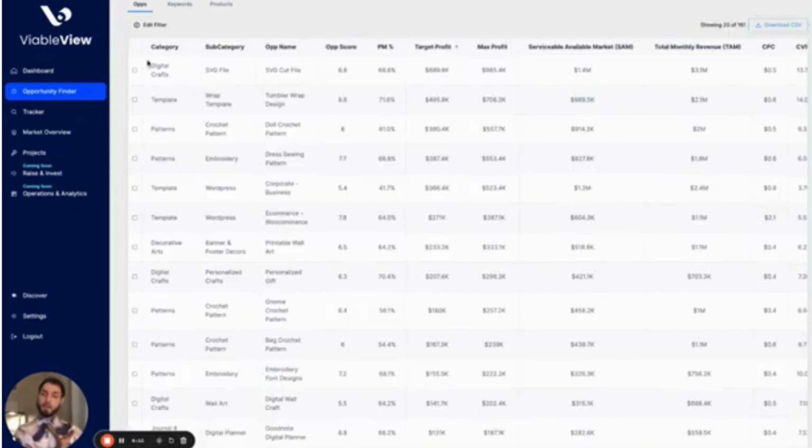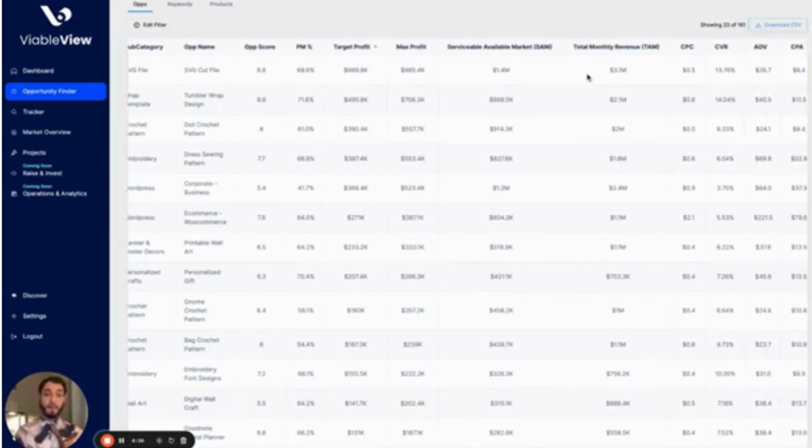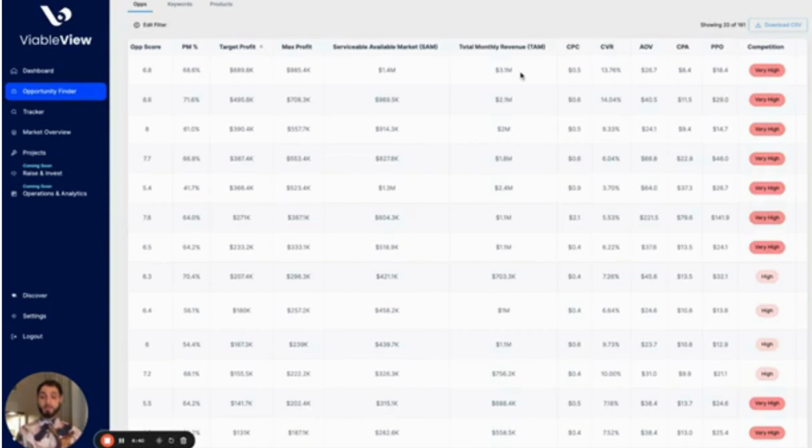Okay, here we go. So we have the top opportunity here, which is SVG cut files. That's the op name. It's in the subcategory of SVG files and the overall category of digital crafts. It's got an op score of 6.8, a profit margin of almost 70%, a target profit of almost $700,000 a month, max profit of almost $1 million, a SAM, or serviceable addressable market, of 1.4, and a total monthly revenue of $3 million.